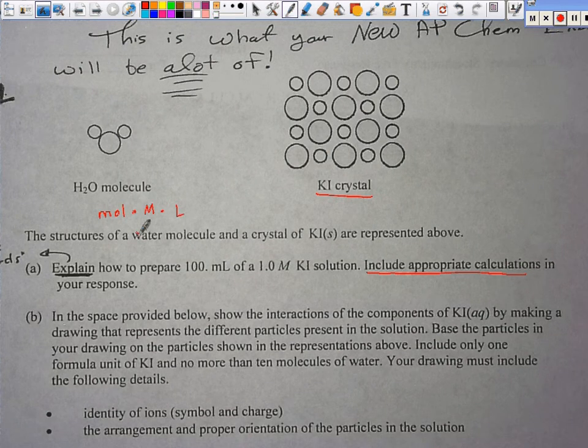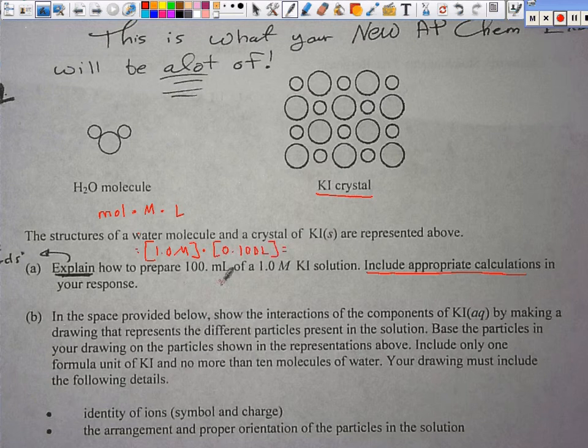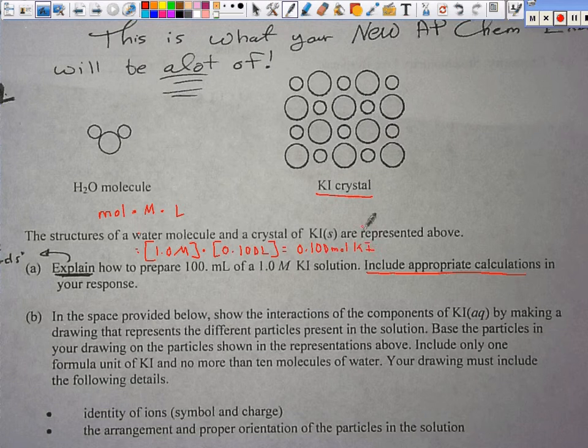Okay. Now, is this an appropriate calculation? Absolutely. So 0.1 molar times, now, can I leave that in 100 milliliters? No. So 0.100 liters. So how many moles is that? Thank you. So 0.0100 moles of KI. Now, I need what? Grams. Very good. So I'm going to need grams next.